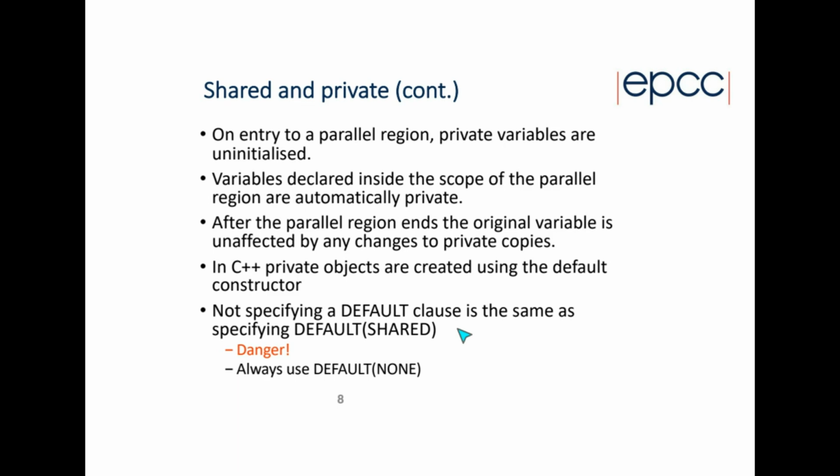And that's really dangerous. It's very easy to overlook some variables. They get shared by default when they should be private or something else, and you end up with race conditions. So I cannot strongly recommend enough that you always use default none, and force yourself to declare everything that appears inside the parallel region.